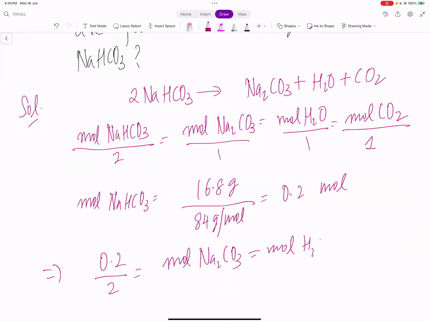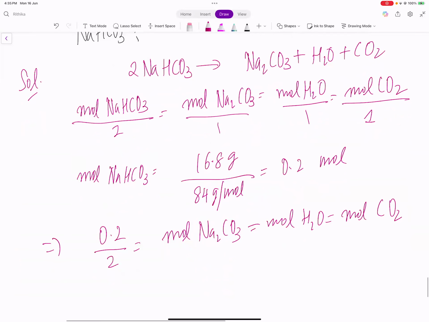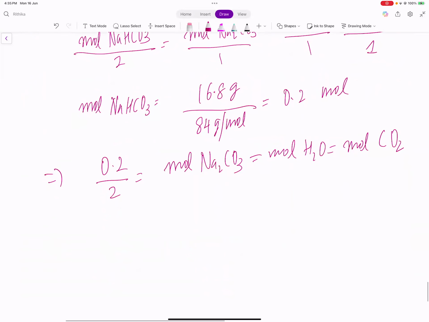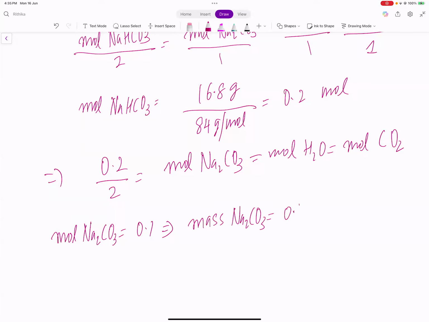So once I know the moles for all the species, all moles are actually 0.1, right? Yeah, all moles are 0.1. So mole Na2CO3 is equal to 0.1. It implies, how do we calculate the mass of Na2CO3? That is very easy. I take its moles and multiply it by molar mass of Na2CO3, which is 106 gram per mole.